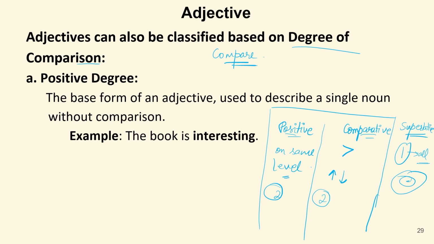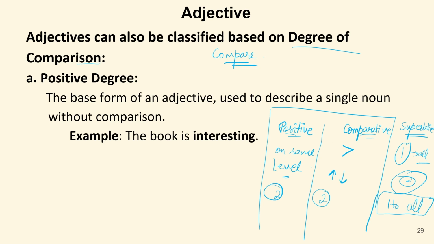For example, if I say he is the tallest boy in his class, it means he's taller than any other boy in his class or any other student in his class. So when one is compared with many or when one is compared with all, that is known as superlative degree of adjective. So one to all, when one is compared to all, this is called superlative degree.